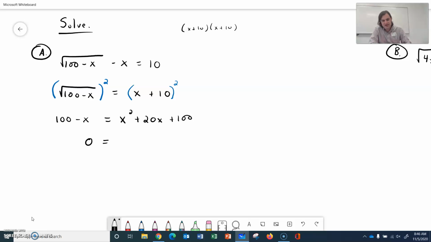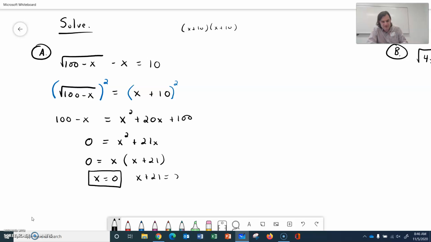So let's see here. If we pull everything to the right, I'll have x squared plus 21x because I'm moving that x over, and the 100 goes away. So that's a little bit easier. I know I can factor this. I'm trying to factor x squared plus 21x. I can pull an x out. So I have x times x plus 21. So I get 2 little equations I can solve. x equals 0, which is a potential solution. And then x plus 21 equals 0. And if I solve that, x equals negative 21, which is another potential solution.